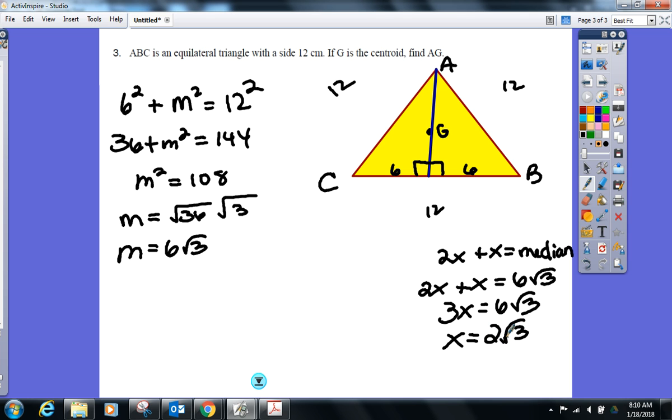Is that what I want? Is that going to be the length of A to G? No. Why? Because A to G is the 2 part. Right? This right here from G down to the midpoint is 2 radical 3. What do I have to do to find AG? Take 2 radical 3 and do what with it? Multiply it by 2. So the length of AG will be 4 radical 3.